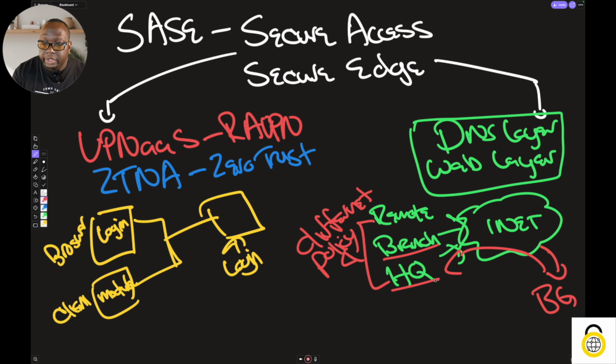So those are the two things: if you break SASE up, you have secure access and secure edge, and these are the components that come into it. So I'm going to give you an overview of the entire architecture, and then in my next video, I'll show you a side-by-side comparison of just SASE in general.